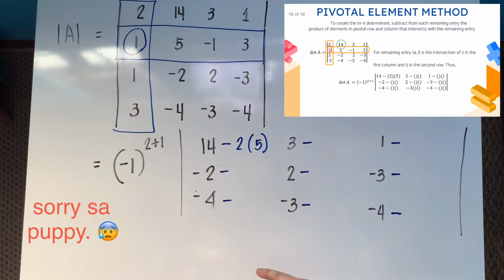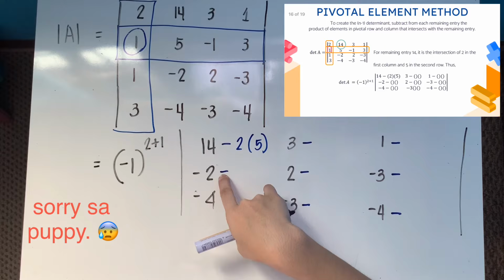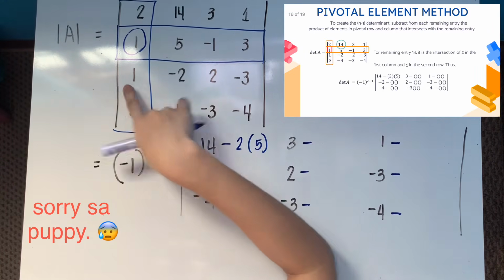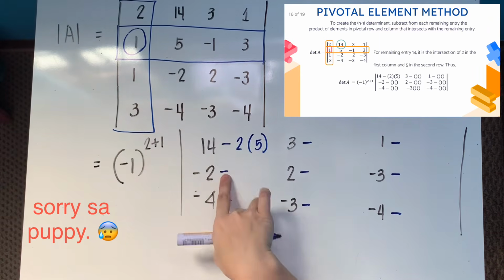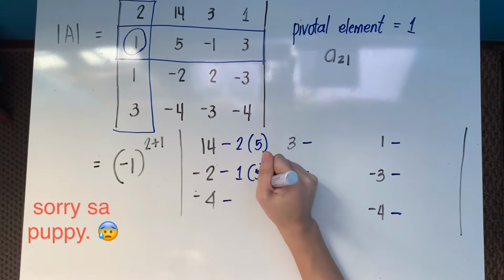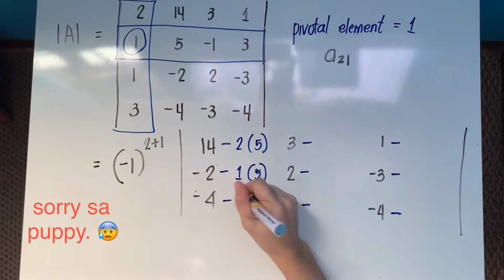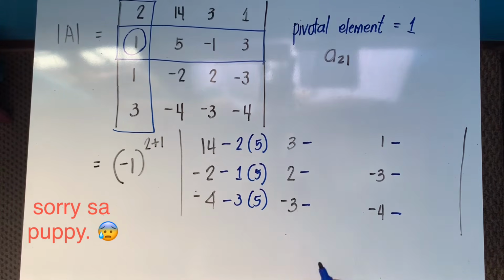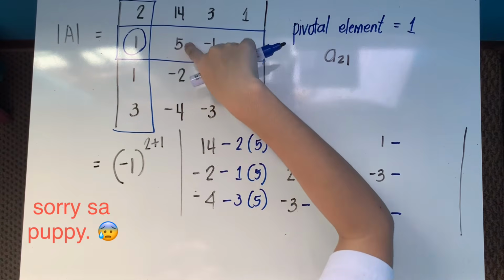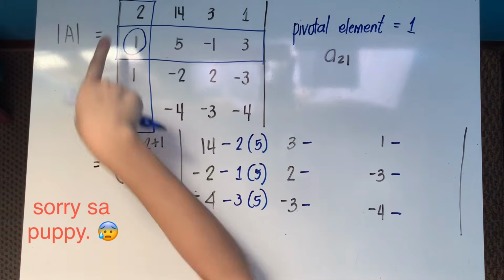And then you'll notice, all of the elements in the second column will be subtracted by a product of 5 and another constant. So, ito yon. For negative 2, you're going to subtract it with 1 times 5. And then for negative 4, you'll subtract that with 3 times 5. So, mapapansin nyo anong constant. Ito, di ba? Same element in the same column. Tapos yung rows lang natin nagkaroon ng change.